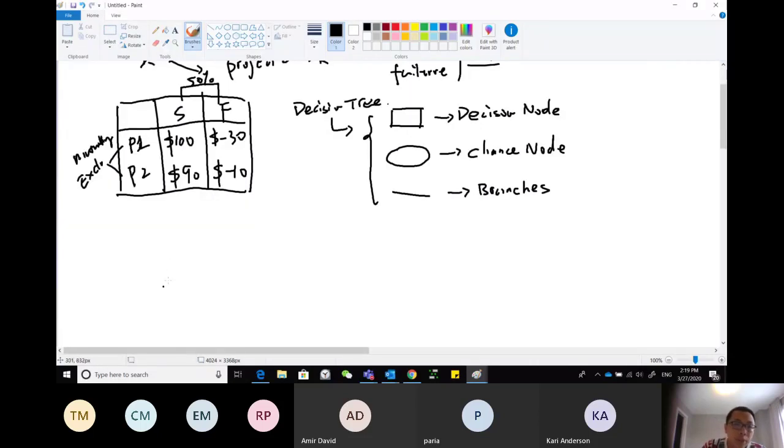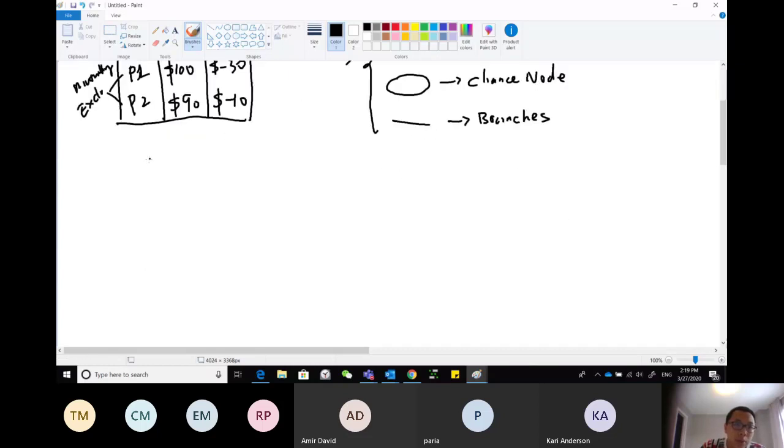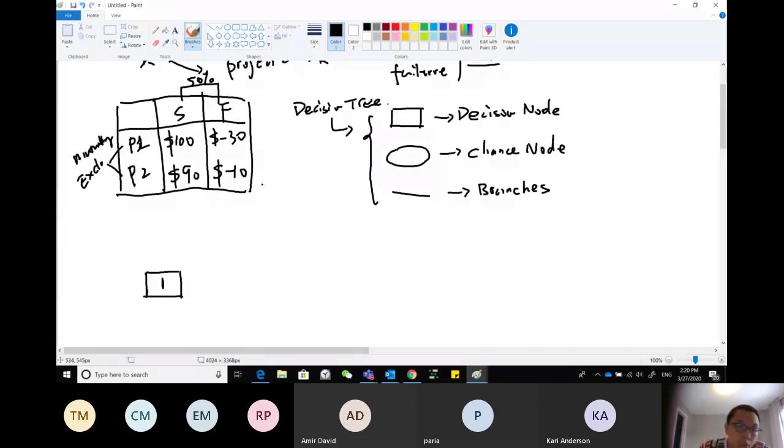Actually, it's fairly simple. So for us to start with this project, we can start from the left to the right. The first node is always the decision node, because we need to make a decision. Right? Eventually, the purpose of having the decision tree is to make a decision. So we have 2 branches, right? In this case, we have project 1 and project 2. So we either choose project 1 or project 2, right? So that's why we consider 2 branches here. And then we have a chance node.